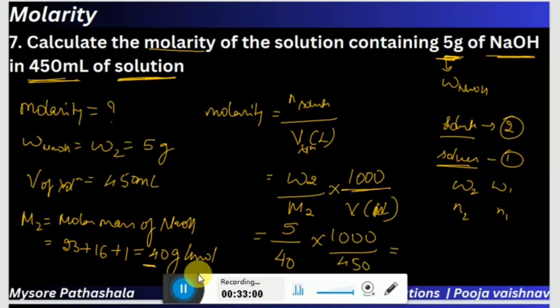And simply we have to solve this, and after solving, the value is 0.278 molar, or the unit can be written as mole per liter. Okay, so unit is very important. I am stressing this multiple times because even you are going to have marks for the unit. If you write the unit, you are going to get the marks, and if you don't, you are going to lose the marks.